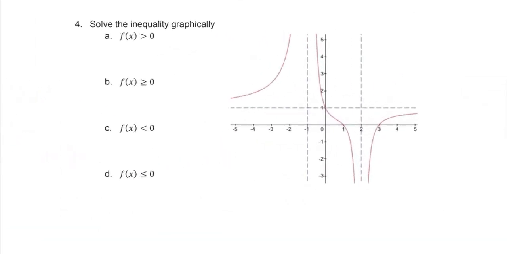Here we have another rational inequality. Up first, when is f greater than 0? When is f above the x-axis? That's in this region. From negative infinity up to the asymptote of -1. It is also above the x-axis here. That's from -1 up to 1. And again, from 3 to positive infinity.